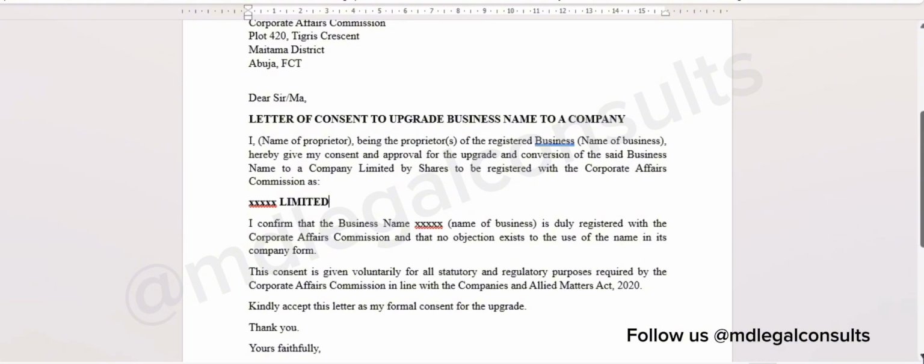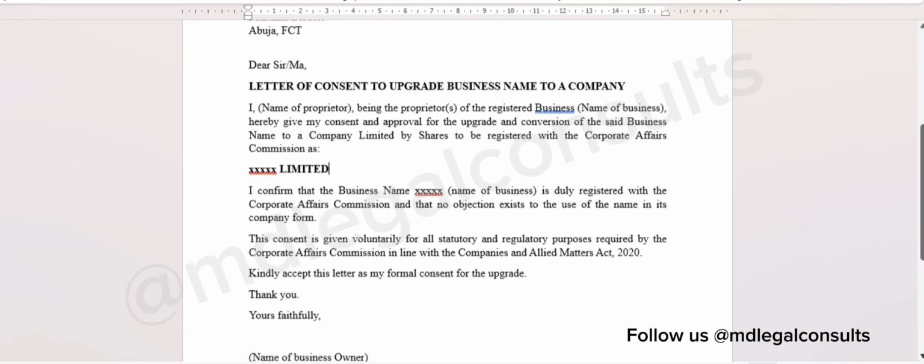Okay, there's no issue, there's no restriction, nobody is having issue, no partner is fighting that they don't want it to be that way. So you can include this as well, just for a form of assurance. So the next thing here is this consent is given voluntarily for all statutory and regulatory purposes required by the Corporate Affairs Commission and in line with the Companies and Allied Matters Act 2020.